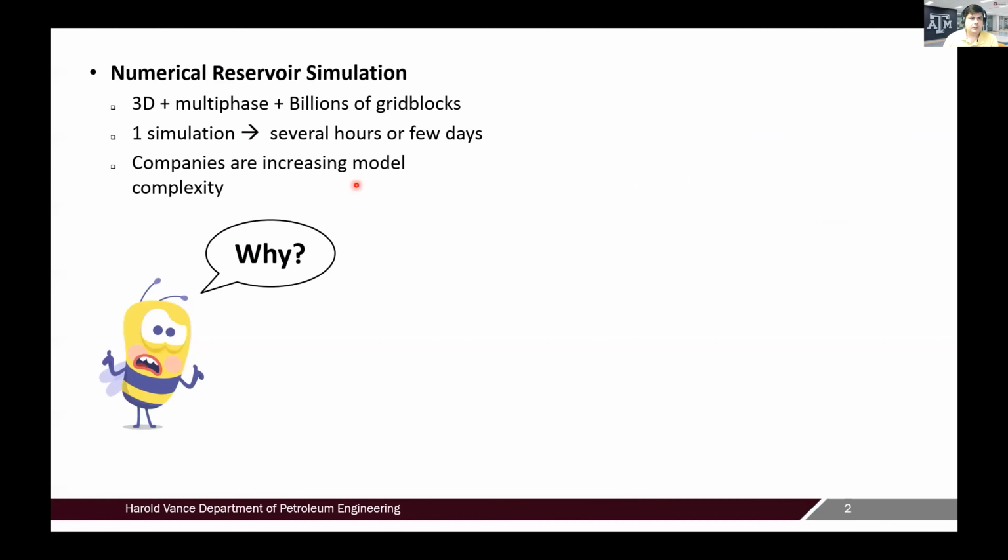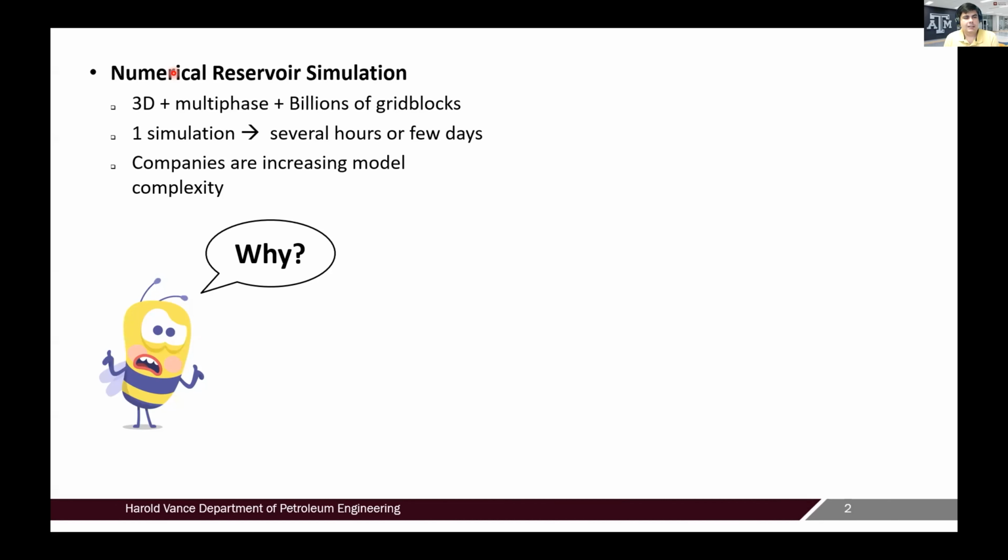So first, why? In petroleum engineering, more specifically in reservoir engineering, we use a lot of numerical reservoir simulation, where we have numerical methods that try to predict oil production, water production, and all the interactions that happen in the subsurface. As you can imagine, these are very complex models. These are 3D, multi-phase models, sometimes reaching billions of grid blocks. And these simulations can run for several hours or a few days, on very big and very expensive computers.